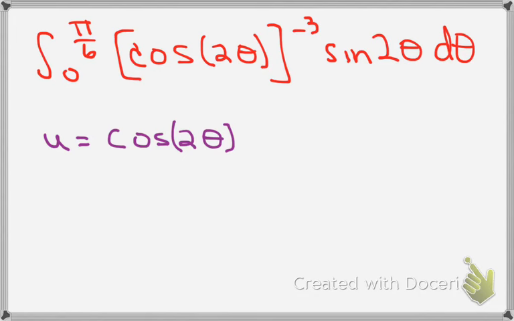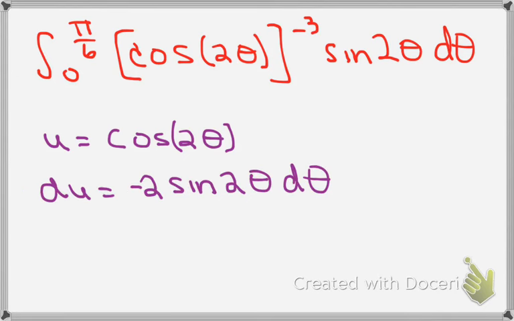Remember, when you're doing u-substitutions, you get to make a choice for u, but then you need to calculate du. And remember that du is going to be the derivative of cosine 2 theta times d theta. So du is equal to minus 2 sine 2 theta d theta, because the derivative of 2 theta is 2, and the derivative of cosine is minus sine.